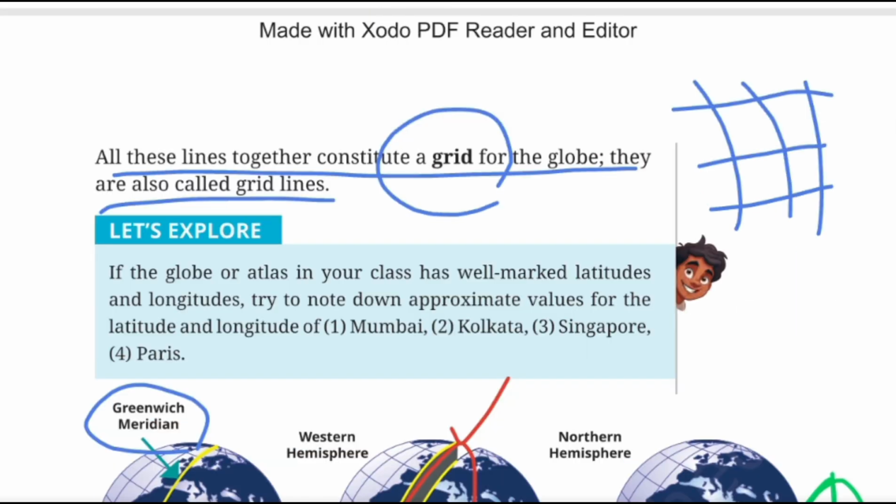Now you can mark the latitude and longitude for the cities Mumbai, Kolkata, Singapore, and Paris. Just look at your atlas and find out what the latitude and the longitude are for each of them. You want to do that yourself. Just find out and comment.